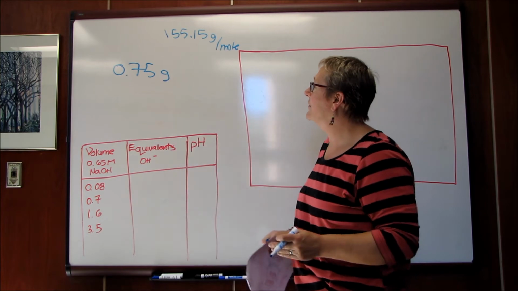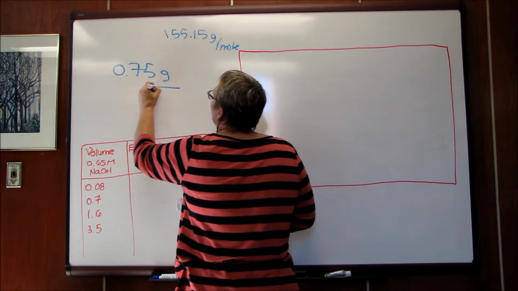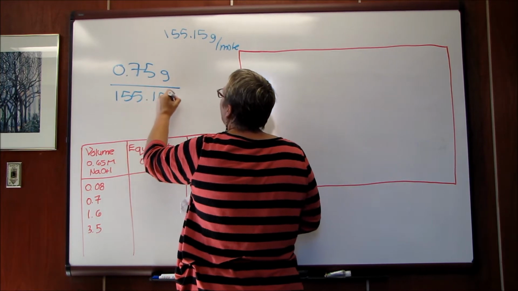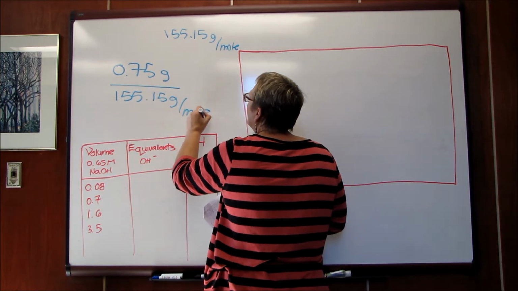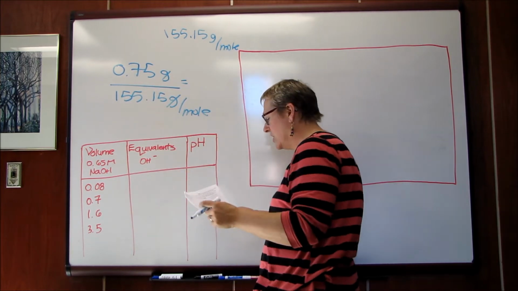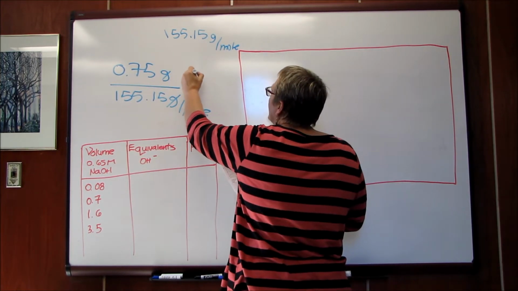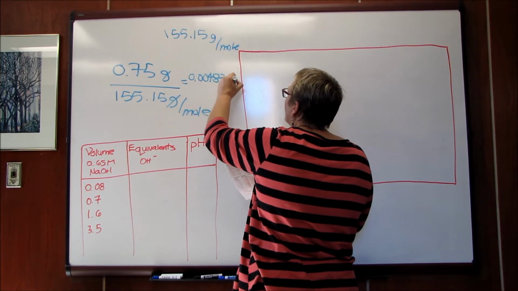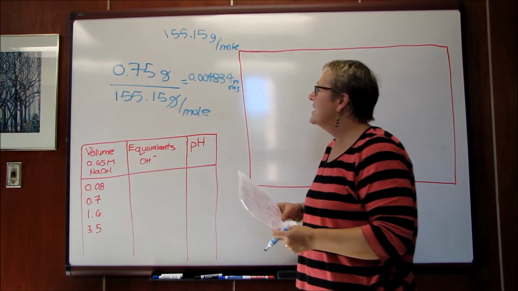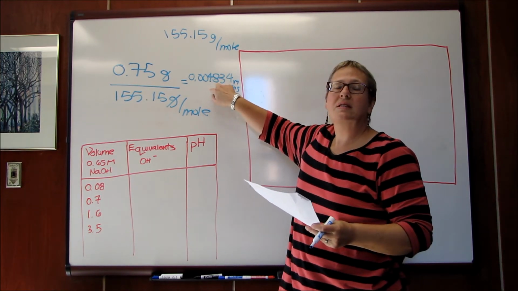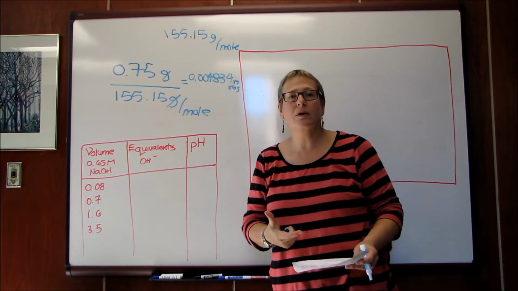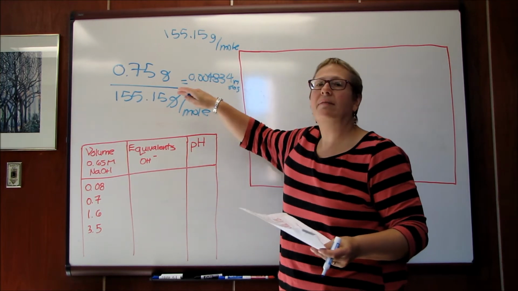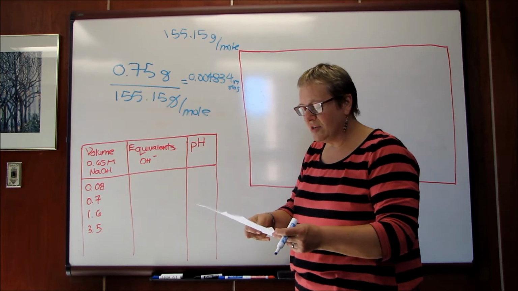So we have 0.75 grams. Obviously, to make the units work, we've got to divide 0.75 grams by 155.15 grams per mole. And that is going to give us an answer in moles, which it turns out to be 0.004834 moles. Okay? That is an equivalent in this particular experiment that we're doing. Every experiment's going to be different, but it depends on how many moles you have in the beaker. So that is our definition of an equivalent.